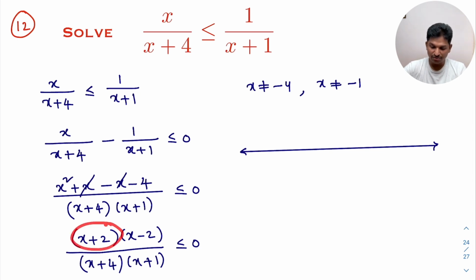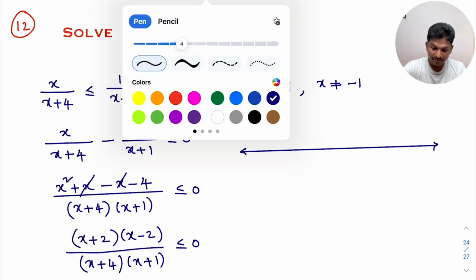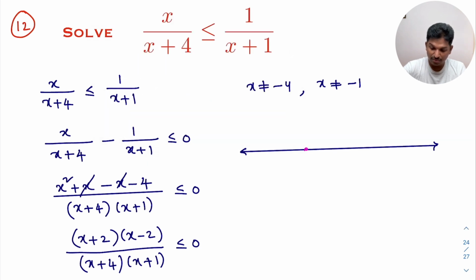x plus 2 equal to 0, what will you get? x equal to minus 2. Mark minus 2. Equate this to 0, you will get x equal to 2. Next, equate this to 0, you will get x equal to minus 4. Minus 4 means on the number line you will get here. Equate this to 0, you will get x equal to minus 1. Minus 1 means here you will get on the number line.